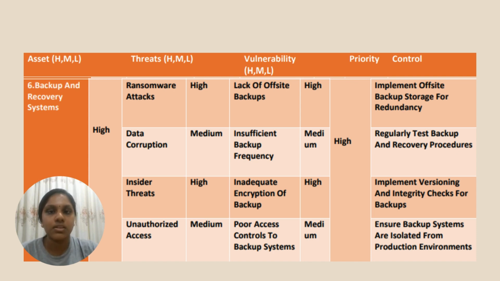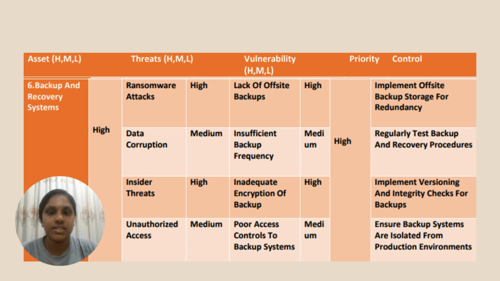The second threat is data corruption. It has a medium level of risk. This is due to insufficient backup frequency, which has a medium level of risk. Its priority is also high. The way to control it is to regularly test the backup and recovery procedures.